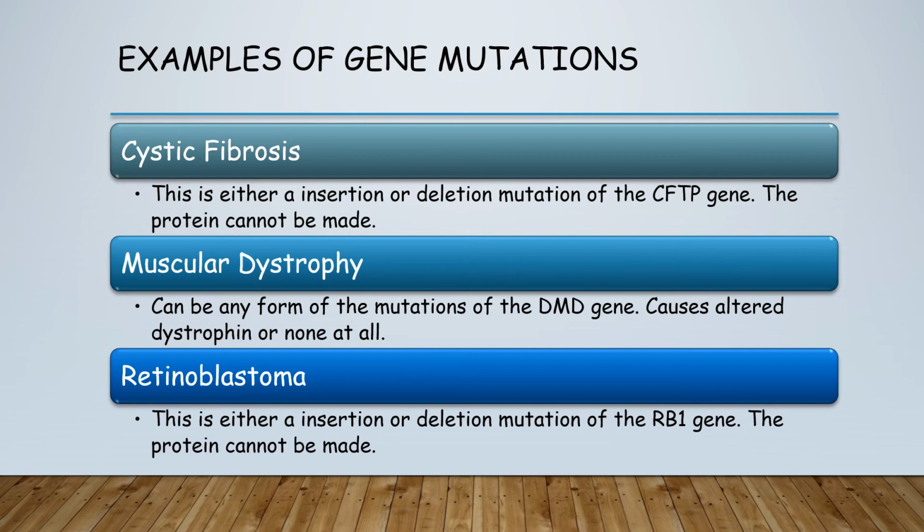So cystic fibrosis is an insertion or deletion of the CFTR gene, so that protein can't be made. Muscular dystrophy impacts the DMD gene, so dystrophin is altered or not produced at all. And retinoblastoma is an insertion or deletion of the RB1 gene, so that protein can't be made. As I say, you don't need to know these off by heart, but have an explore of those through your textbooks and other information, so that you can understand them should they come up in exam questions.